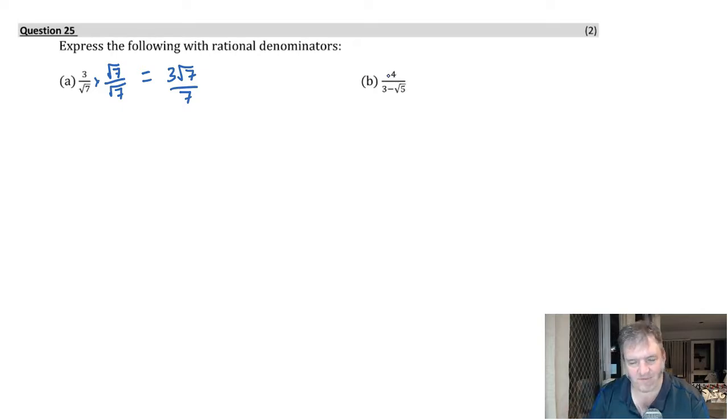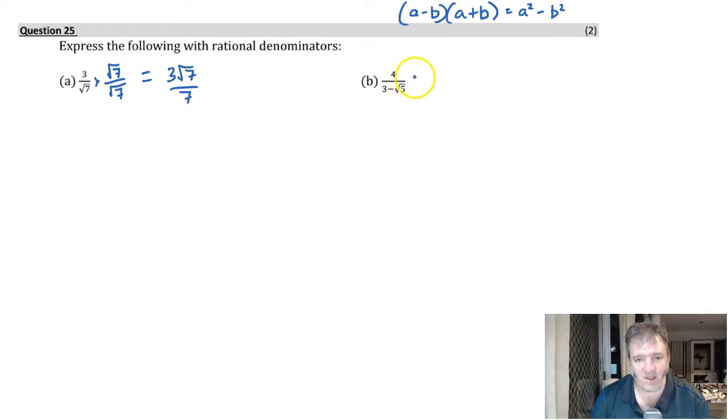We have to think back. What's our favourite rule in maths? The difference of 2 squares. Quick reminder, if I have a minus b multiplied by a plus b, well, then that's a squared minus b squared. And that way, I'll have a 3 squared and a root 5 squared. And I won't have that middle term causing any problems.